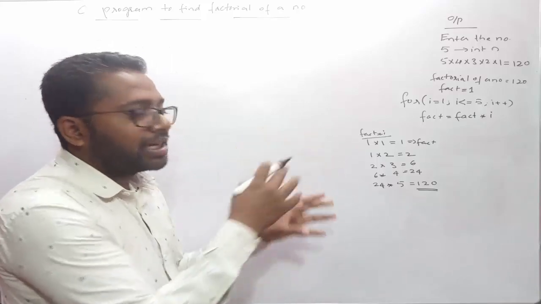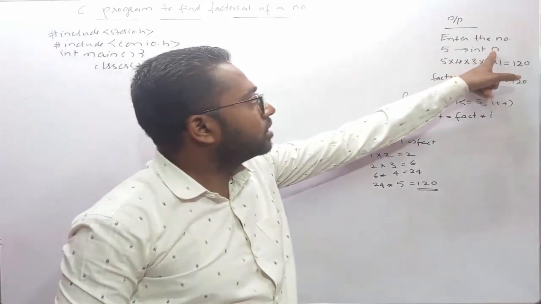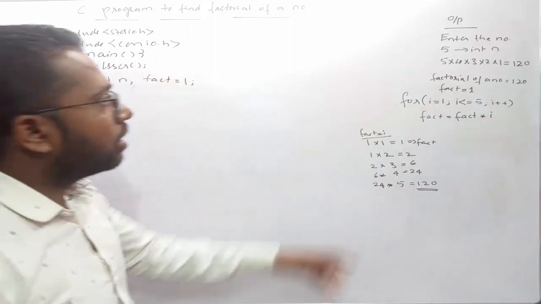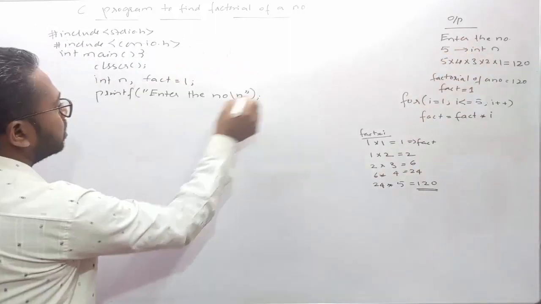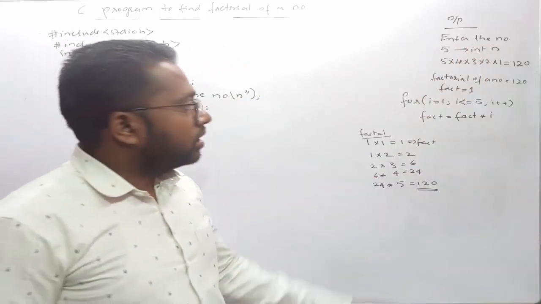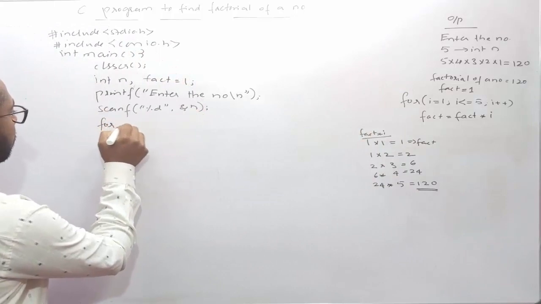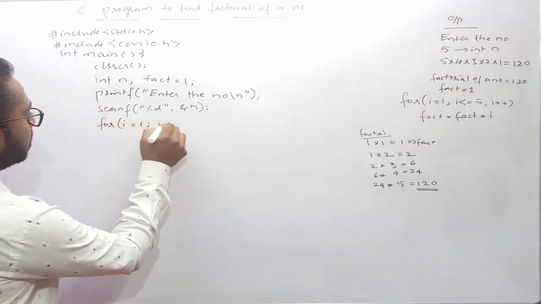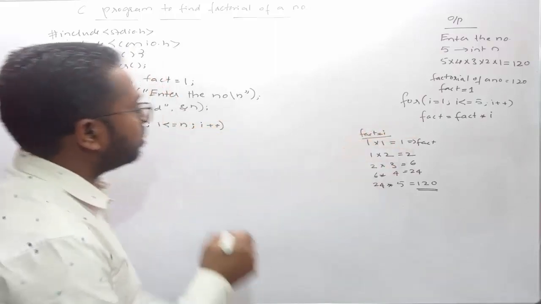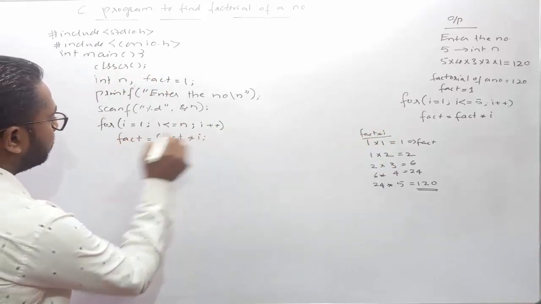Now the same logic I will be applying in the program. Clear screen, and I need to declare this n variable and fact variable equals to 1 semicolon. Now I need to display this message to the user, and then I need to read that number from the keyboard, n. Now I need to write this piece of code. For i equals to 1, i less than or equal to n, i plus plus, then fact equals to fact into i semicolon.